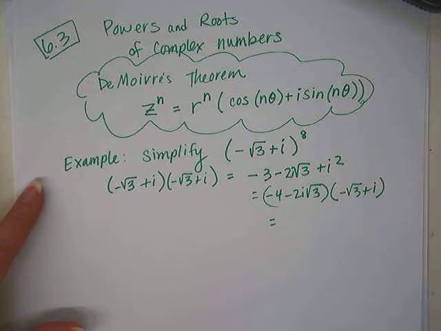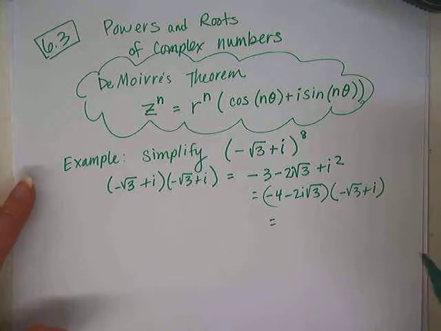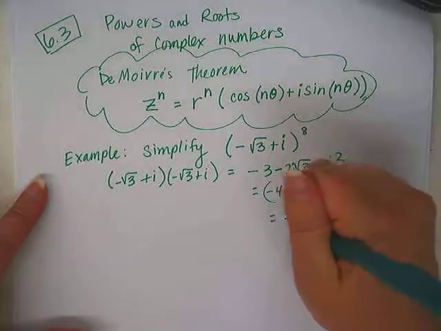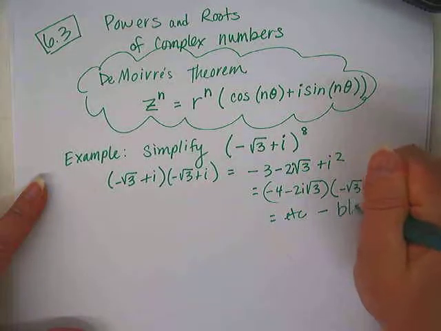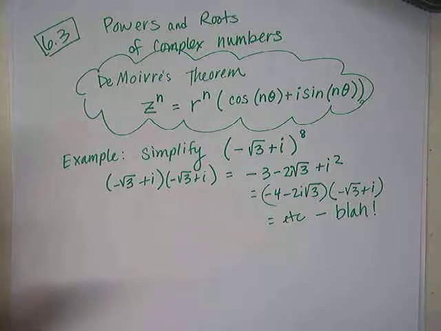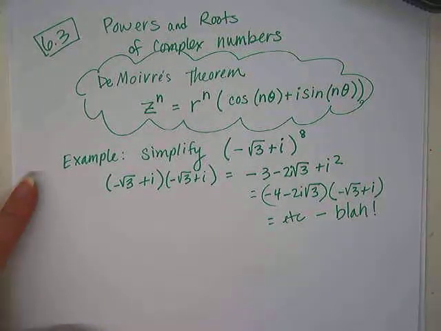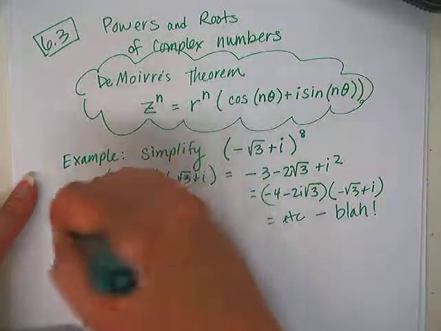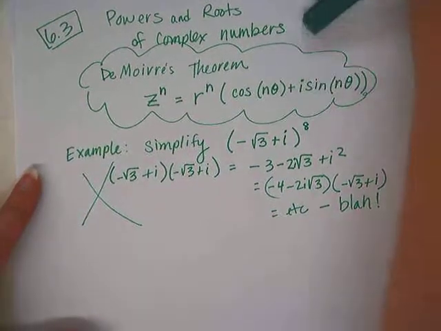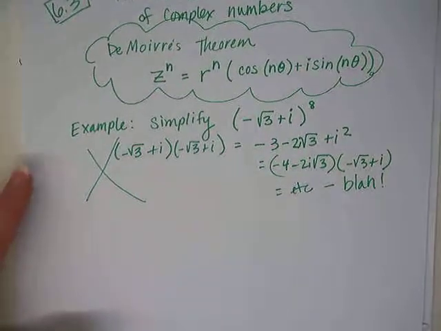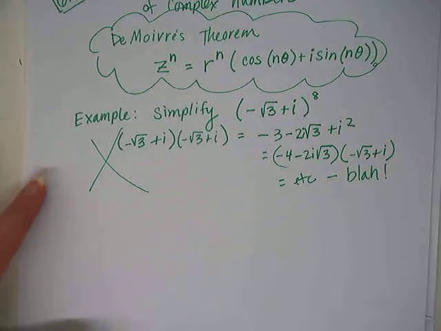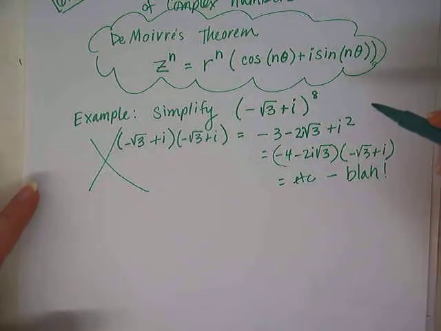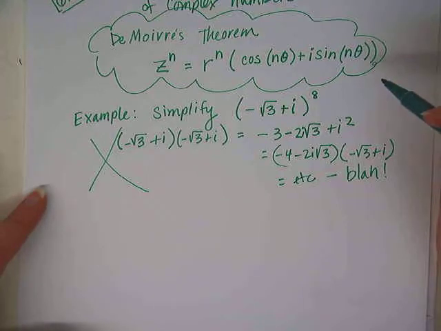See, I told you this section is the power of the trig form. There's power in doing powers in trig form. Sorry. Blah. So I don't want to do it that way, do you? No. Okay, so we're going to scratch that method and use de Moivre's theorem instead.